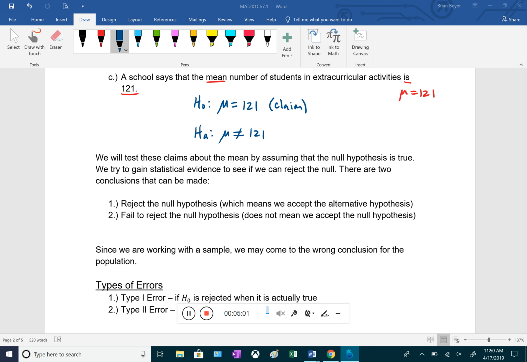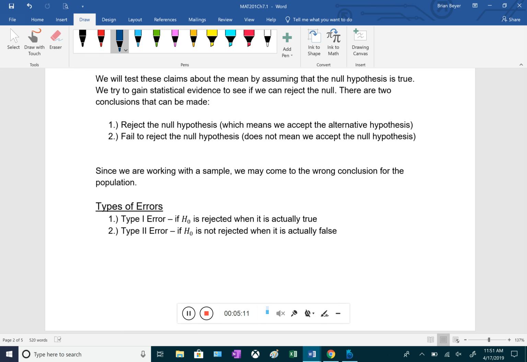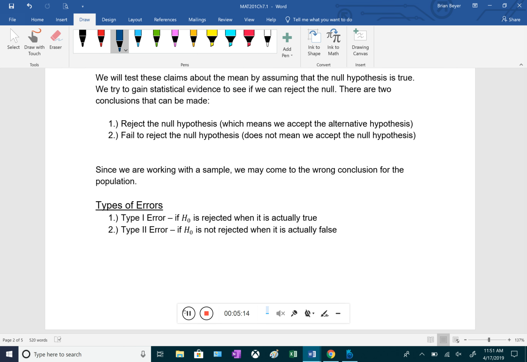Okay, so those are essentially the three possible setups for these hypotheses. This is pretty much always going to be the first step for these questions that we'll be doing in the following sections. When we do these longer problems in the later chapters, we're going to start by assuming that the null hypothesis is true, regardless of whether it's the claim or not. And we're trying to gain enough statistical evidence to see if we can reject the null.